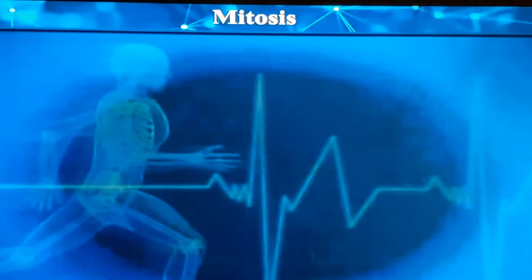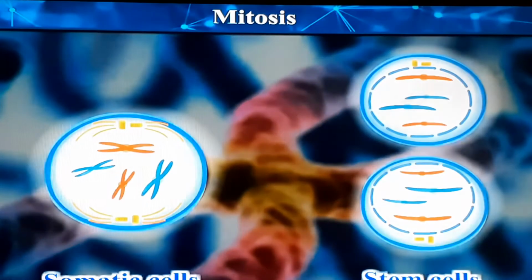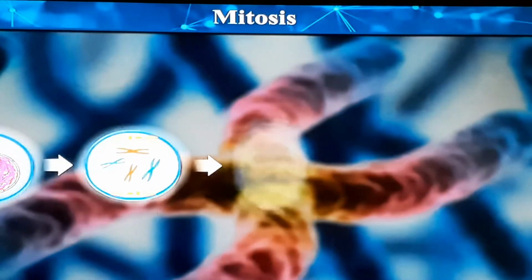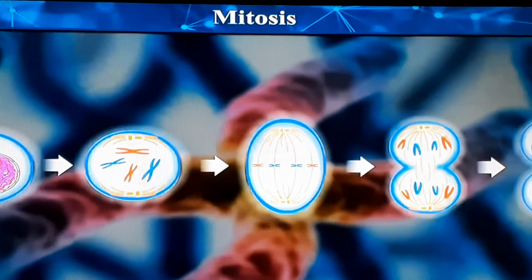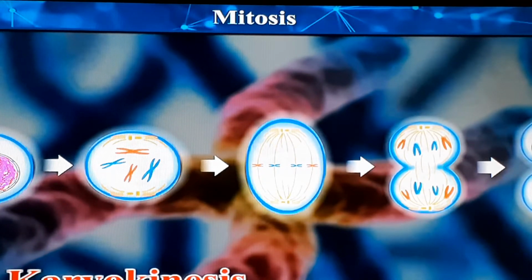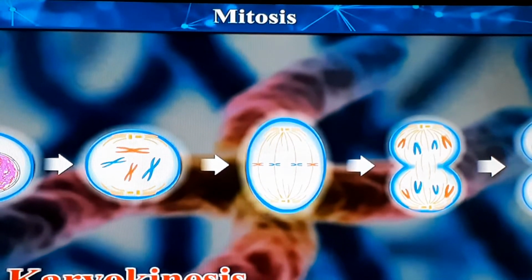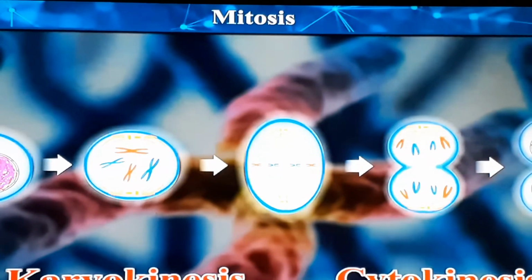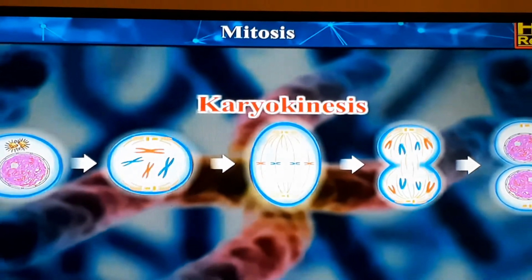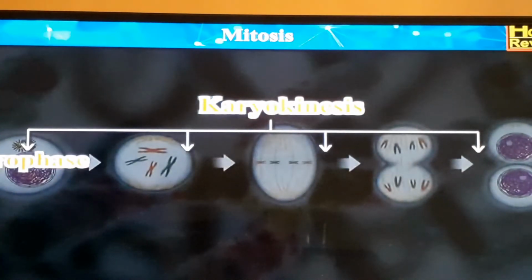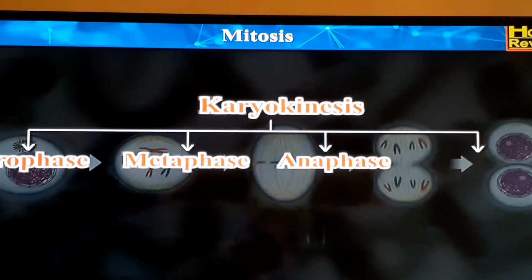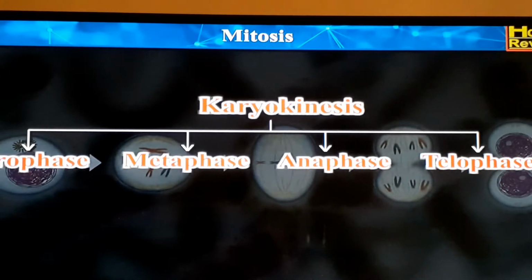Mitosis. Somatic cells and stem cells divide by mitosis. Mitosis is completed through two main steps. These two steps are karyokinesis, that is nuclear division, and cytokinesis, that is cytoplasmic division. Karyokinesis is completed through four steps: prophase, metaphase, anaphase, telophase. That is, simply call it PMAT.